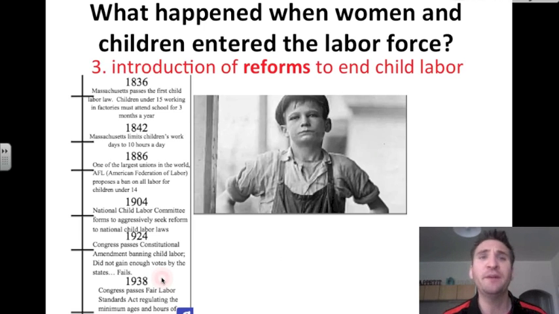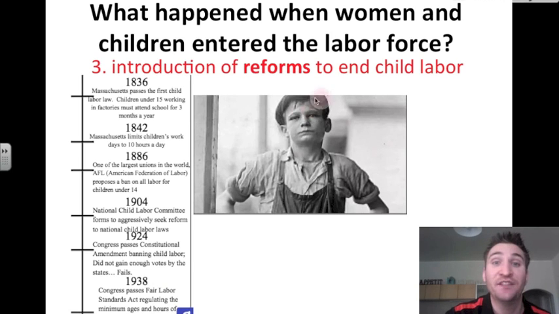What happened when women and children entered the labor force? Well, number 3, the introduction of reforms to end child labor and to end the suffering of children like this. Let's go through this timeline to learn more.